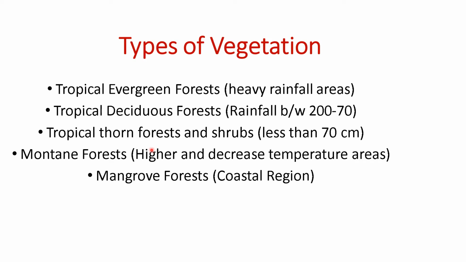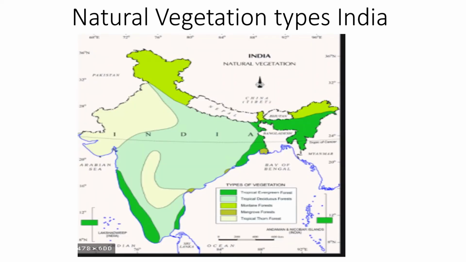Now coming on to the topic, the major vegetation types which are found in India. We have five major types of vegetation found in India, which are tropical evergreen rainforest, tropical deciduous forest, tropical thorn forest and shrubs, montane forest, and mangrove forests.